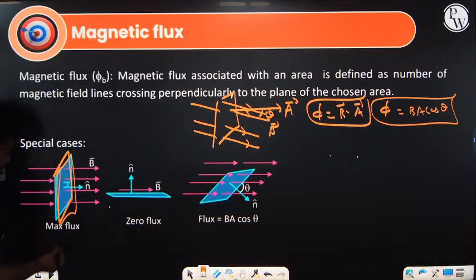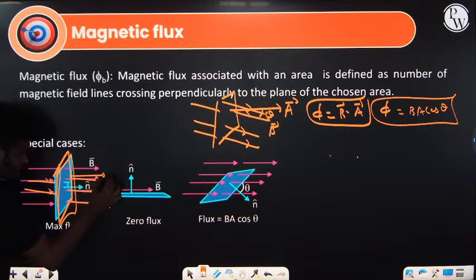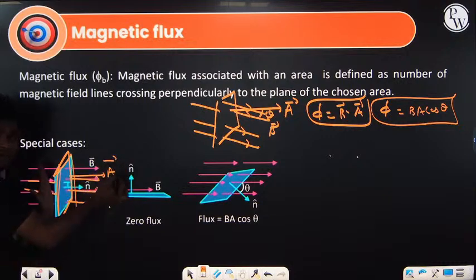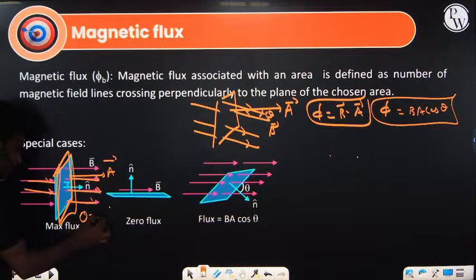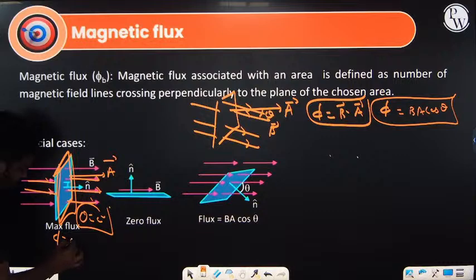In this particular case, the magnetic field lines are directly crossing the given area. The area vector is in the same direction as the magnetic field. Theta equals 0. When theta is 0, cos theta is maximum. So phi is equal to B A cos 0, so phi is equal to B multiplied by A.